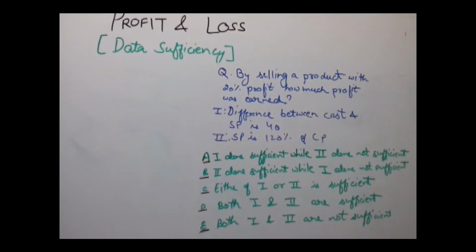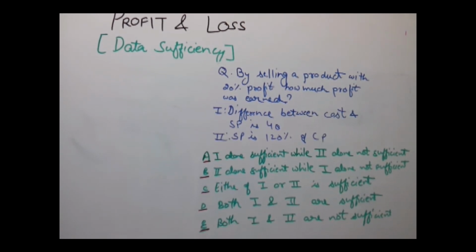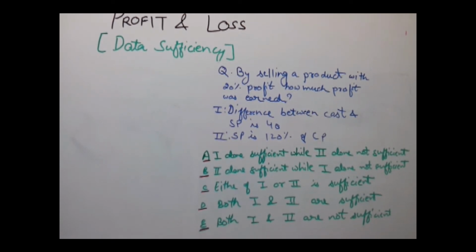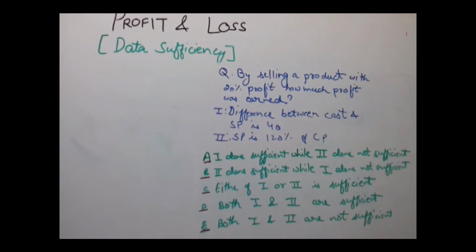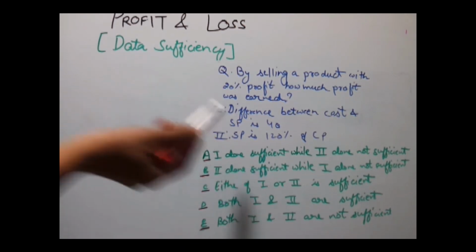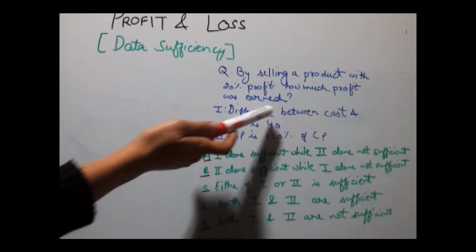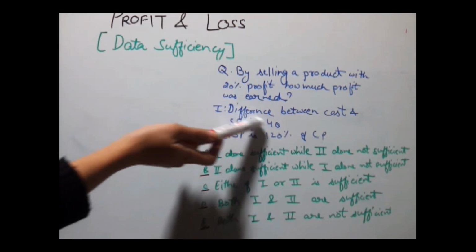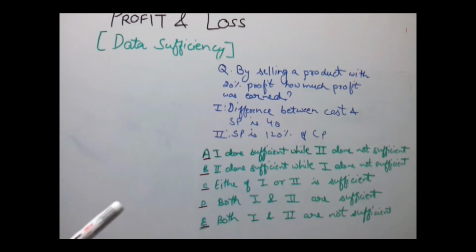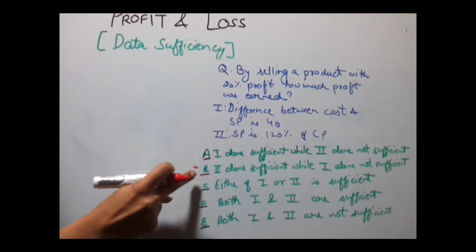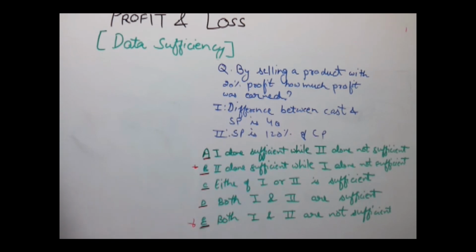Another example is: by selling a product at 20% profit, how much profit was earned? Statement 1: difference between cost and selling price is 40. Statement 2: selling price is 120% of CP. Now we need to find out how much profit was earned. In statement 1, it is given that the difference between cost and SP is 40. So this clearly states that the profit is 40 rupees. So we can eliminate the answers which say statement 1 is not sufficient. So option B is eliminated and option E is eliminated.